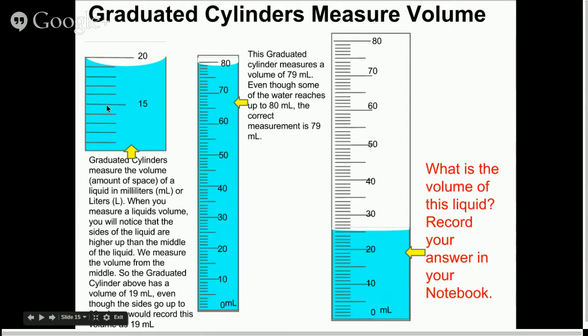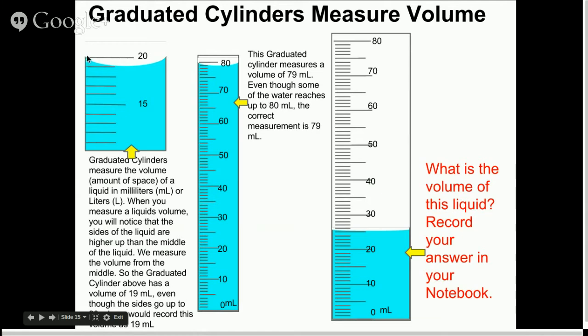Okay, so water's kind of weird, and actually most liquids are weird. When you put liquid in it, it kind of sticks to the sides, so it makes almost an upside down bubble. You want to read from the bottom of the bubble.